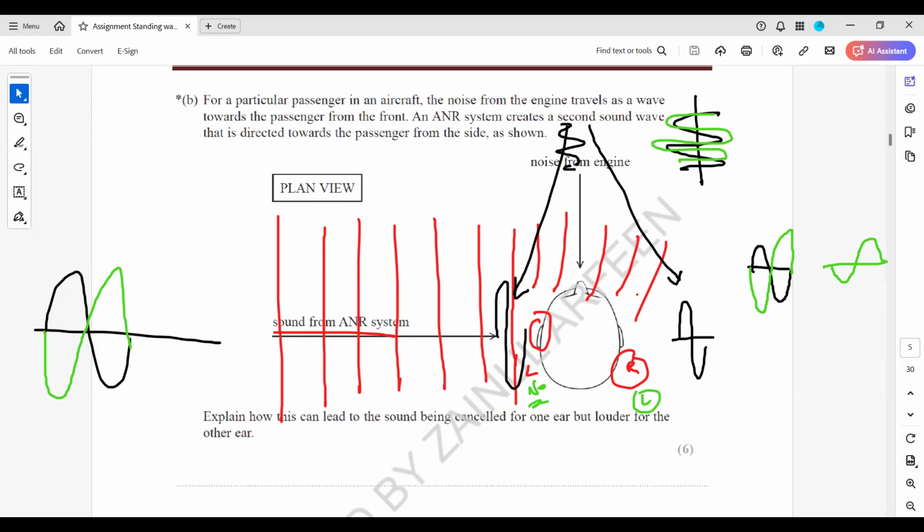So what actually happened: the sound from the ANR system is diffracted. As a result, there will be an interference on the left hand side as well as the right hand side. At the left hand side ear, the amplitude is the same, so it will completely cancel out. But on the right hand side, the amplitude from the ANR system is not the same as the sound from the engine. So it will cancel out, but not completely. As a result, there will be a sound on the right hand side. Is it clear?